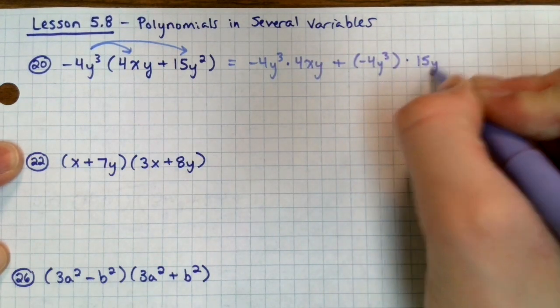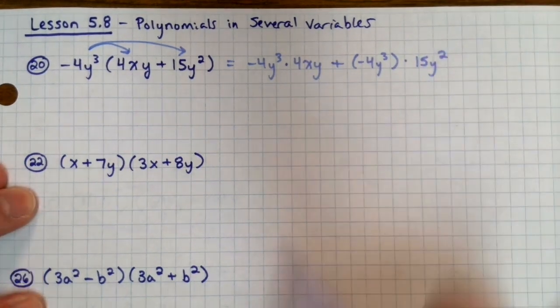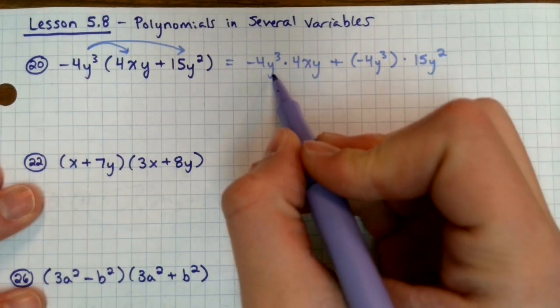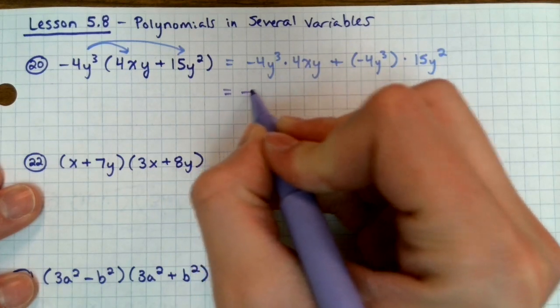the 15y squared. Going through this, again, it goes back to rules for exponents. That comes into play with a lot of these lessons moving forward, so really make sure that you understand those rules. Using our rules for exponents, we can simplify this. Negative 4 times 4 is negative 16.